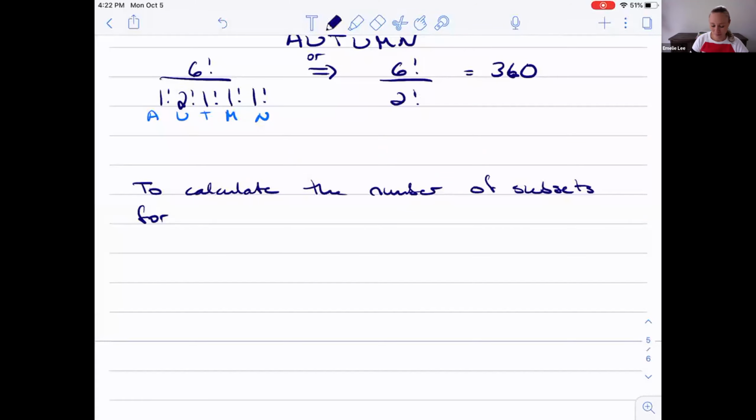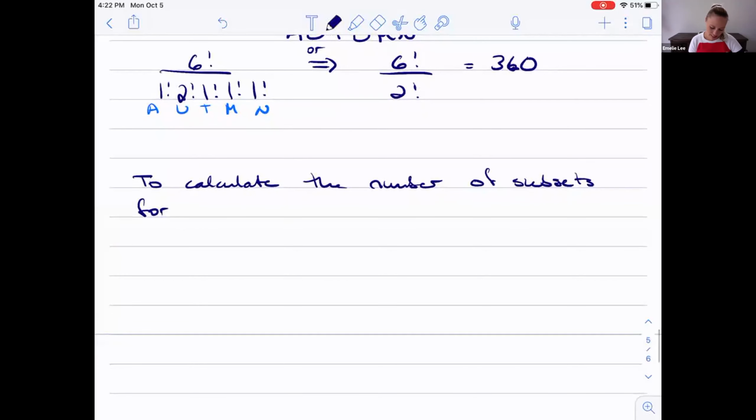So you might need a little refresher, but to calculate the number of subsets for a set of n elements, use 2 to the power of n. Right. And so here, 1, 2, 3, 4, 5, 2 to the power of 5 is 32.